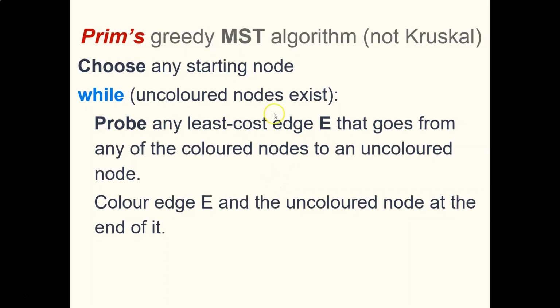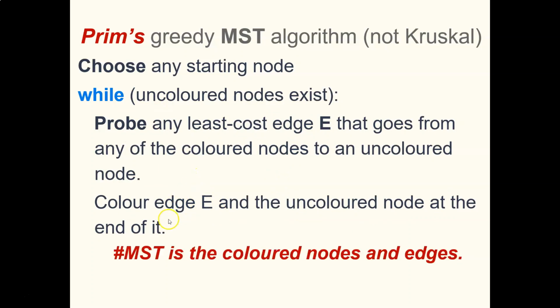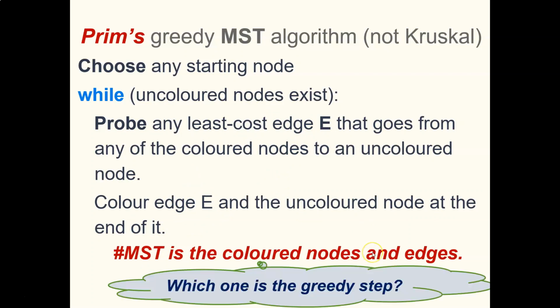So when you find that, you color the edge and also the uncolored node at the end of that edge. Remember, an edge is what? A line between two nodes, right? Yeah, so after you do this, you will have your minimum spanning tree, which will be the colored nodes and the edges. So in this case, which one is the greedy step, by the way? This is the greedy part.